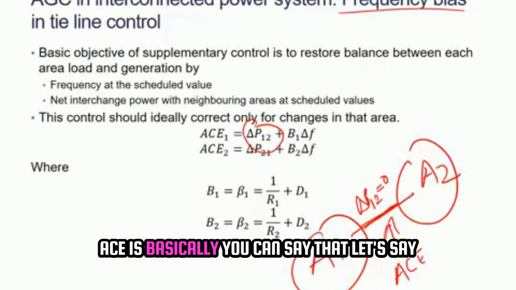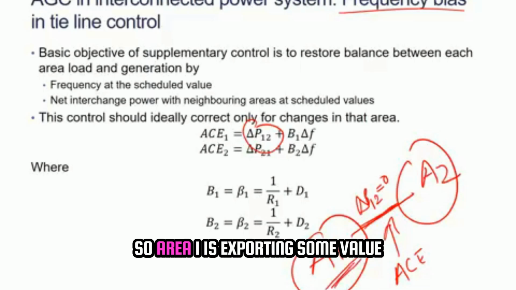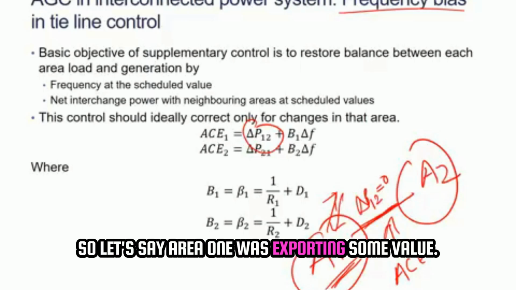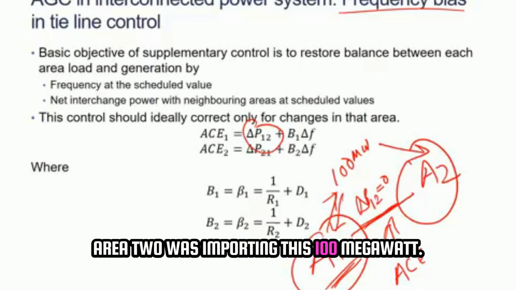ACE is basically, let's say this area is there, area 1. So area 1 is exporting some value or importing some value. So let's say area 1 was exporting some value, let's say 100 megawatt. And this area 2 was importing this 100 megawatt.